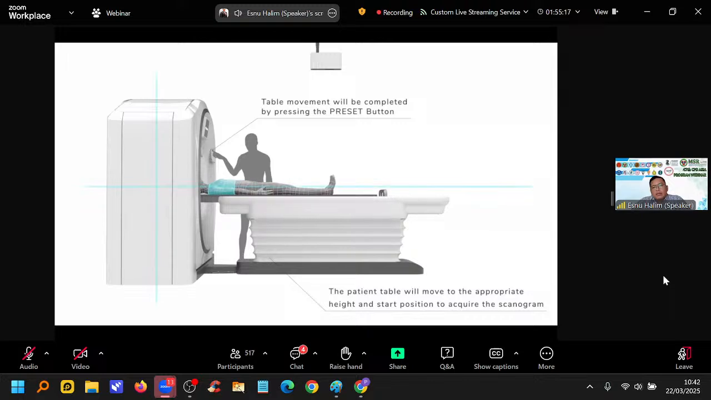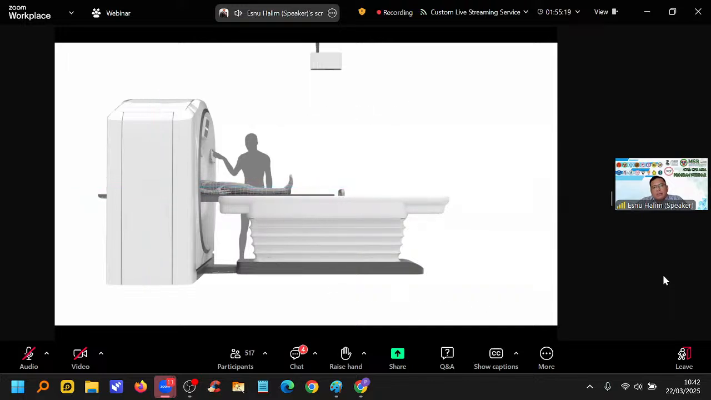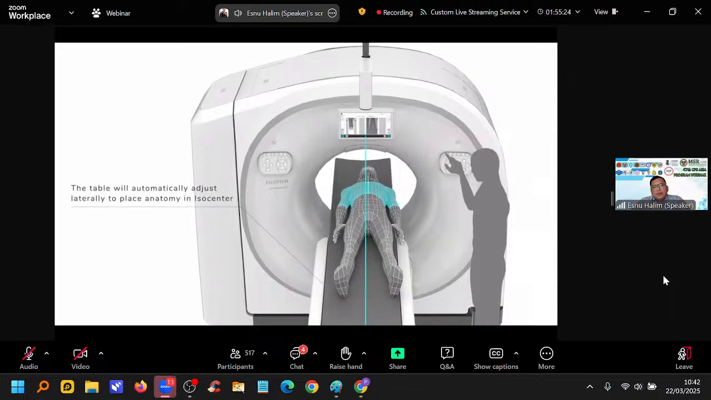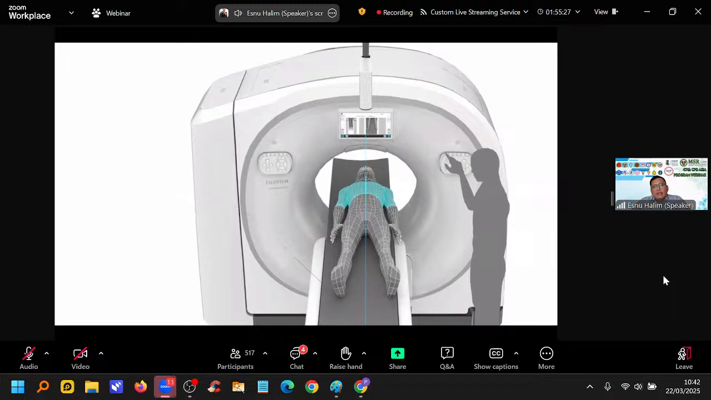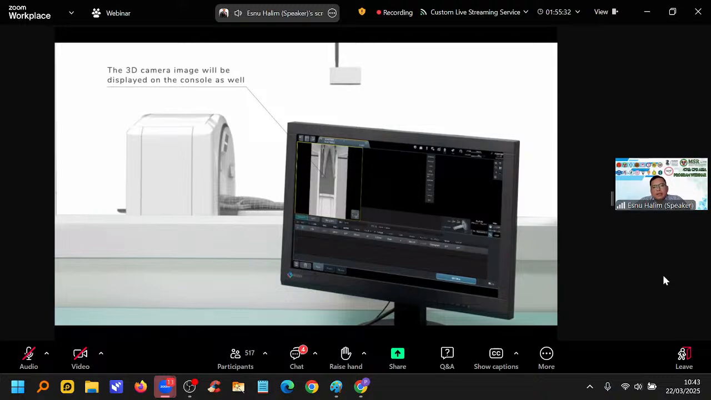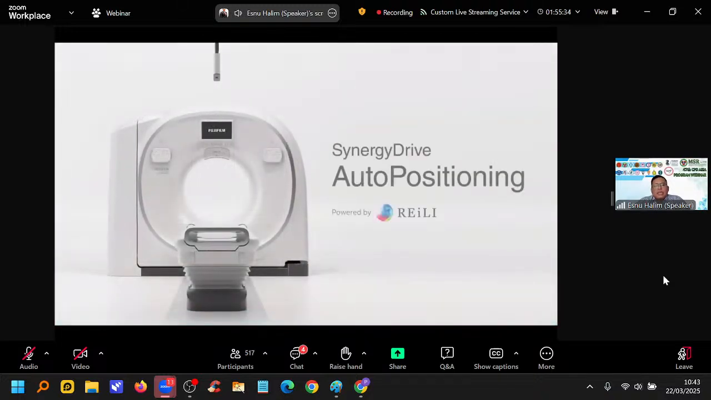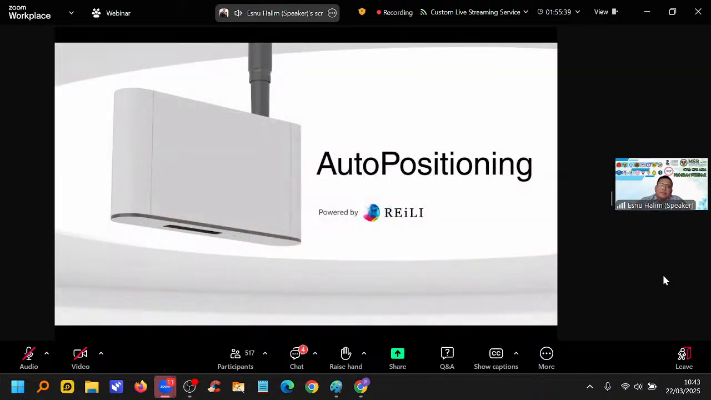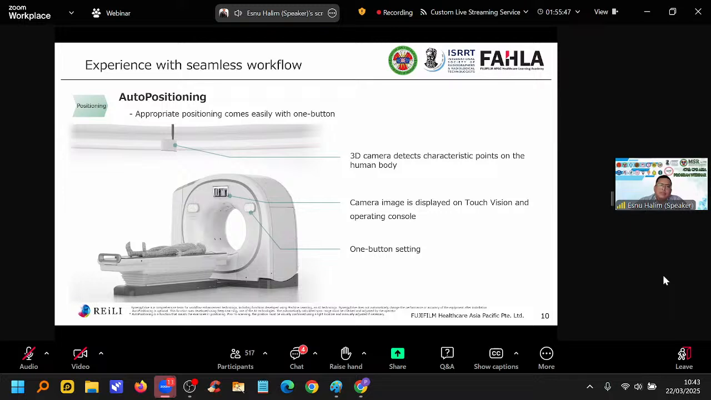One single button, and the patient will be in the appropriate position inside the scanner. And then, with the design of the Fujifilm table that we can slide left and right, with a huge table, we can position the target area accurately. So that's just a simple video of how this works. Okay, this is briefly what you can see in this seamless workflow with integrated AI.